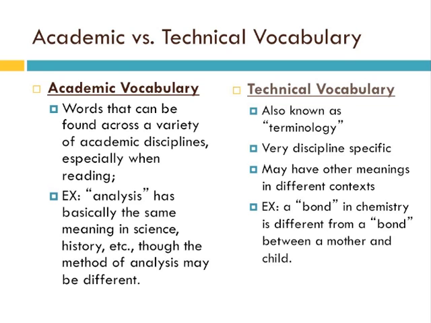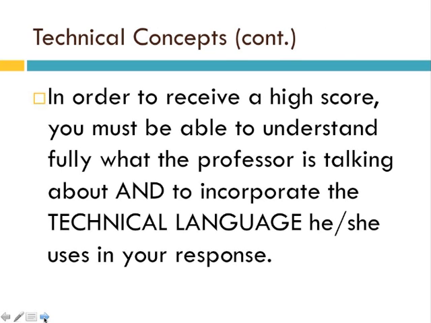For example, if you're studying chemistry and you learn the word bond, this would be different from a bond that you might have in a psychology class between a mother and a child. So again, remember, academic vocabulary is vocabulary you're already supposed to basically know, whereas technical vocabulary, this is part of the idea you're learning from the test. Now, of course, it would be helpful if you already know a lot of technical vocabulary. That would make the test a lot easier.